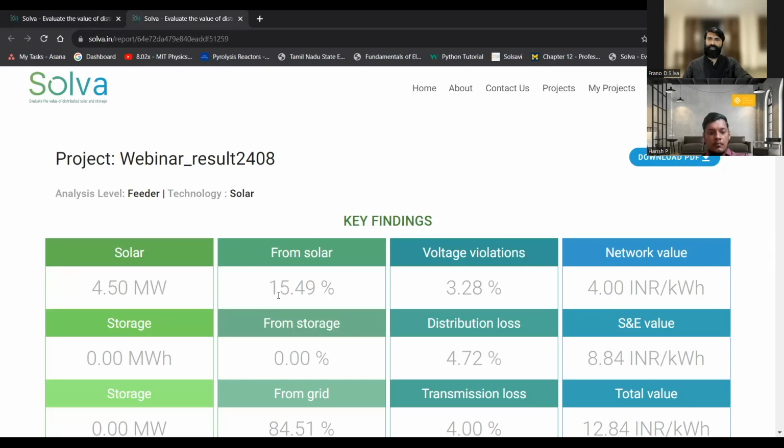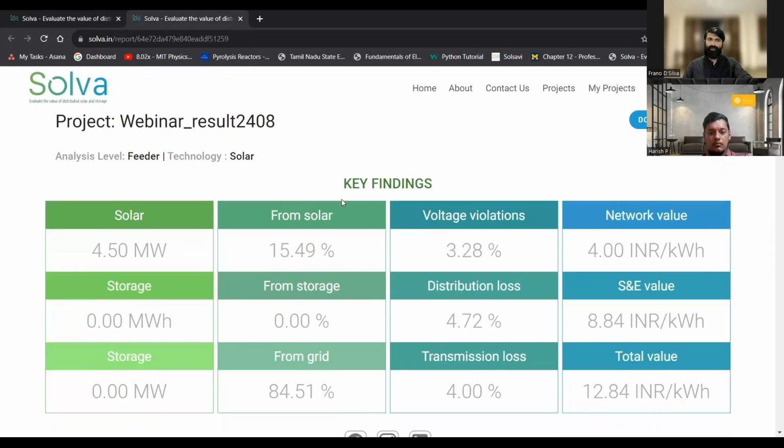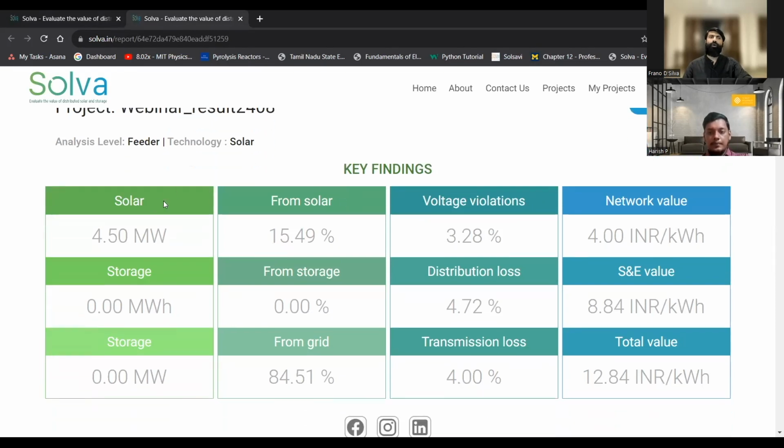So as you can see here, the key findings are visible. In the key findings, we give the analysis level, the technology that has been selected, the size of the solar that has been selected, and as there is no storage, we find it 0. What is the contribution of solar to satisfy the load and the contribution from grid to satisfy the load?